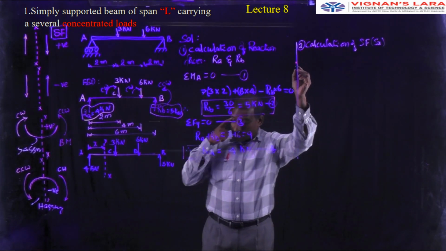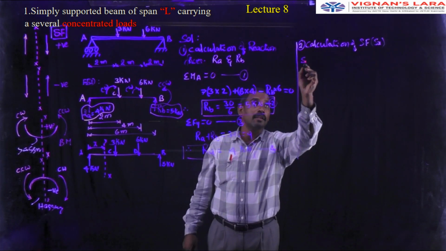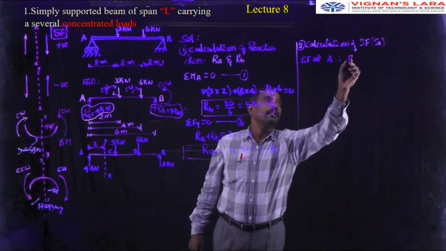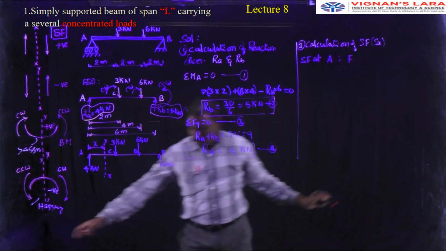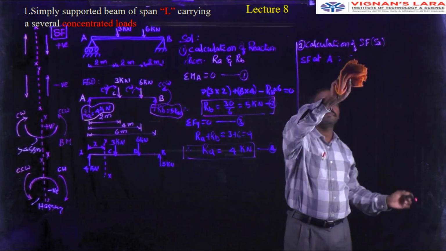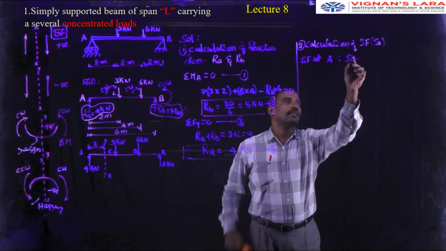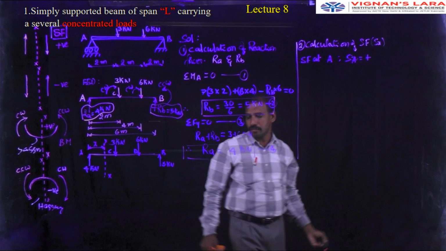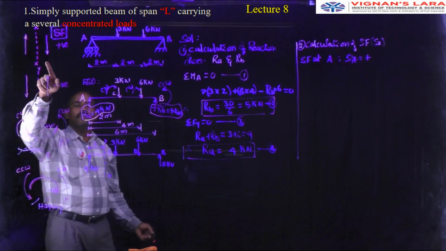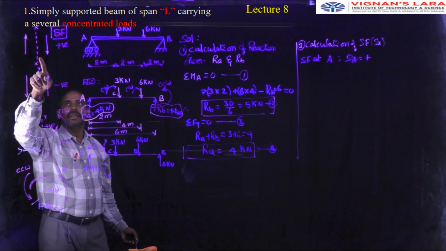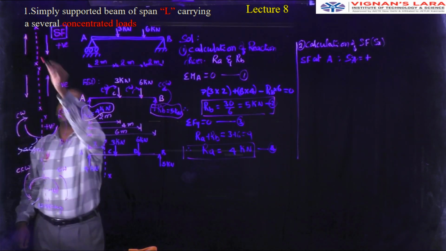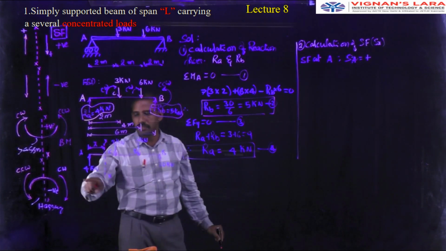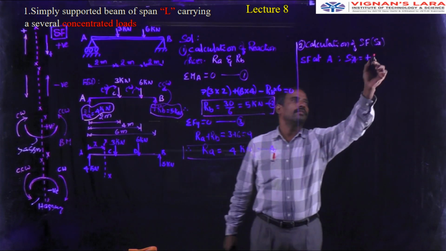So the shear force at A, that is Sx at A, must be taken as positive. Why? As we chose in the sign convention, left of the section vertically upward is taken as positive. So that is taken as positive, whatever its magnitude, that is 4.